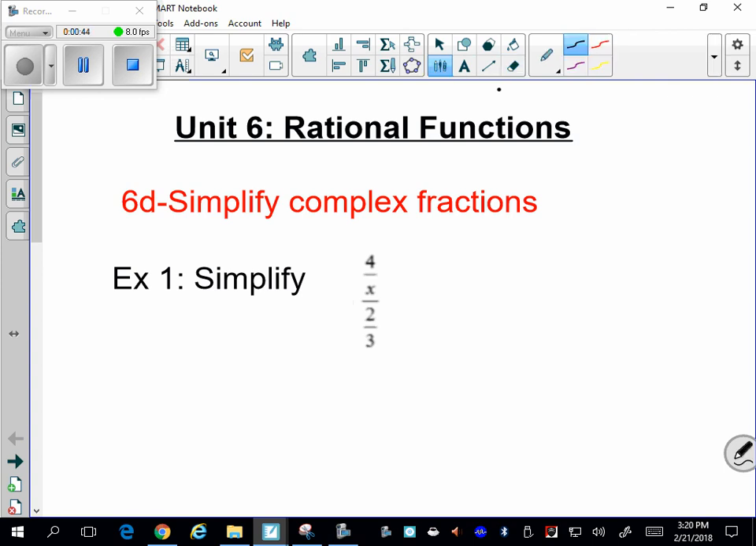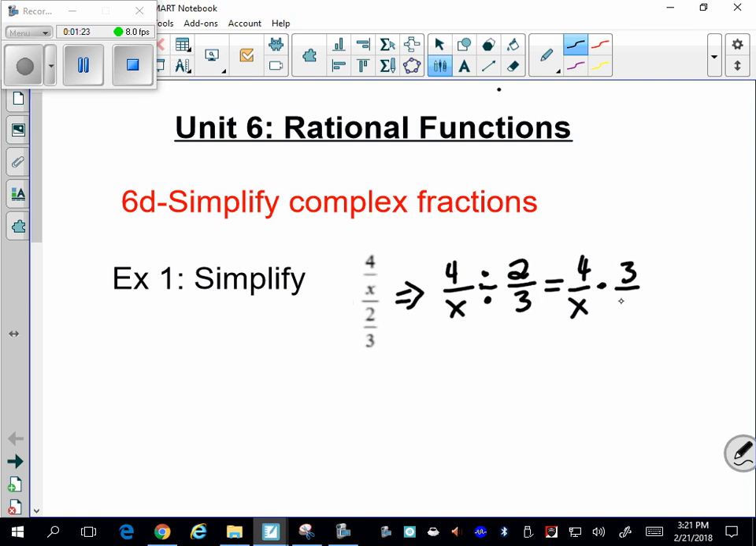There's one way to do this: we can rewrite this as, I'm just going to draw an arrow, 4 over x, and then divided by 2/3. And so this fraction becomes a division, and when you have division of two fractions, you're going to keep the first fraction the way it is, change it to a multiplication, and flip the second.